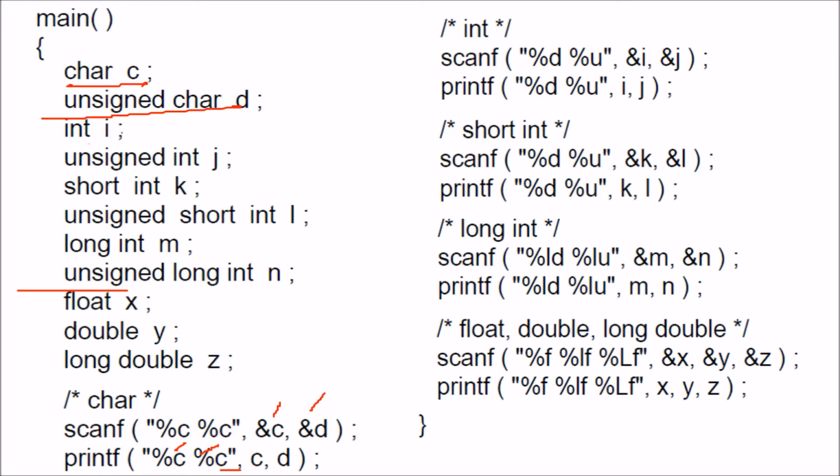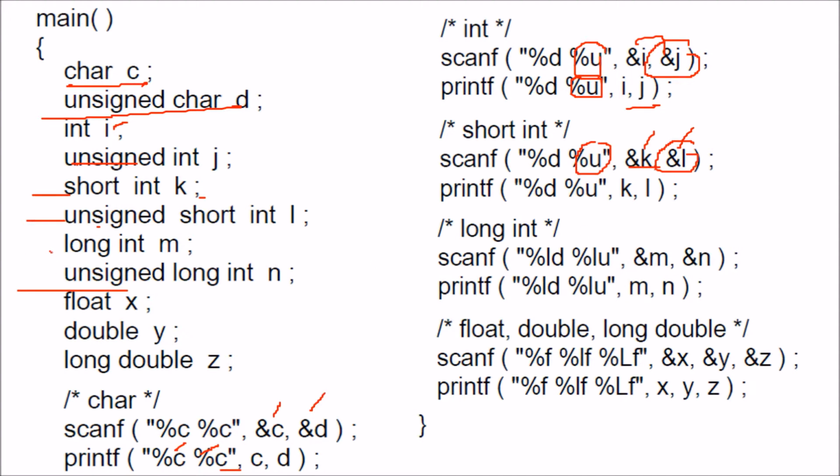Integer. You are scanning the values i and j. But whenever you are taking the value of j, this is unsigned integer, so you have to take it with %u. And whenever you are printing j, you also have to print it with %u. This is unsigned. Now let us come to short. Again, you are going to take k and l. But l is unsigned short, so you have to take it with %u. The k will remain %d.